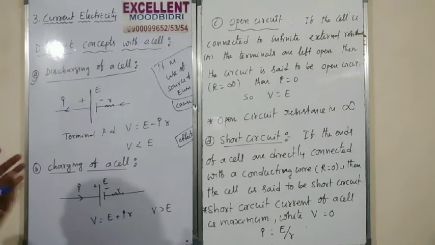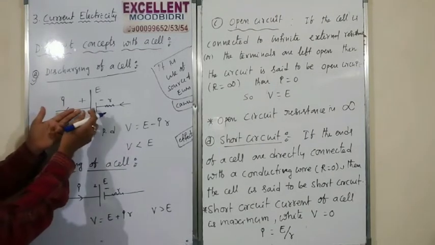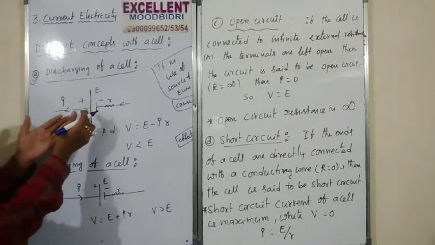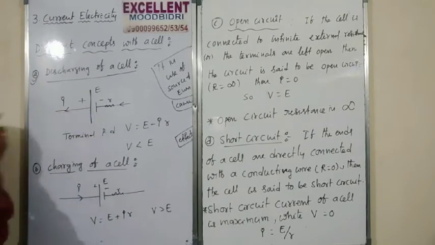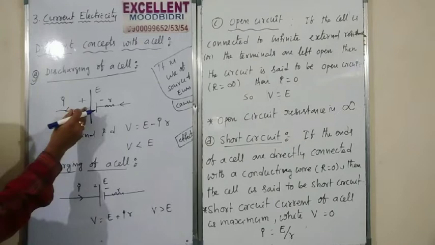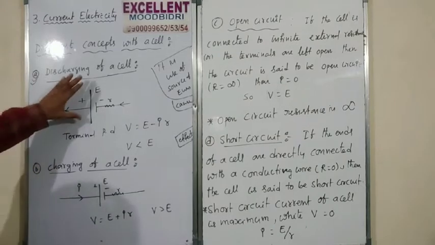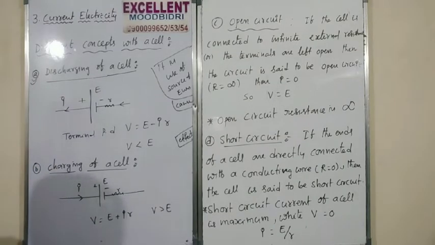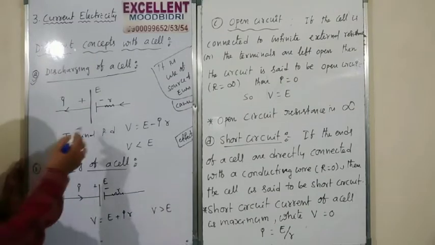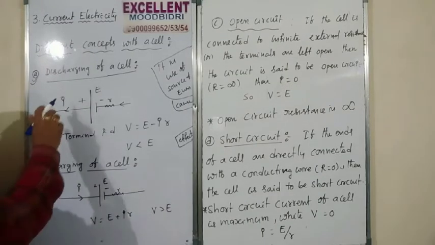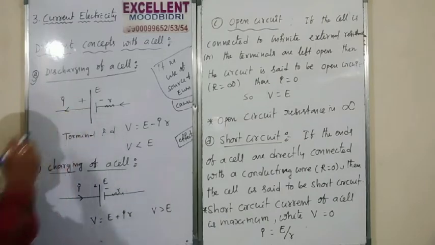That means current leaves the cell. That is a discharging cell. We will use a symbol like that. Very important discharging symbol. Discharging of a cell symbol.